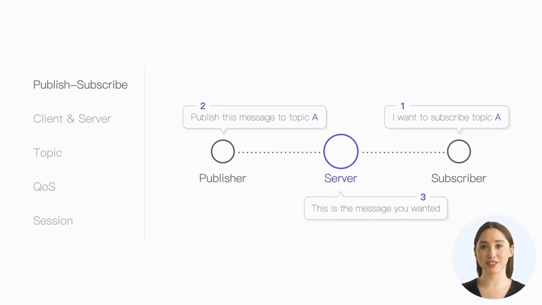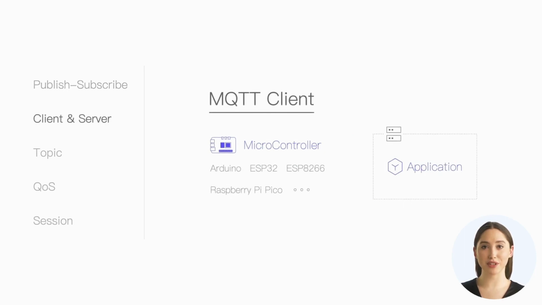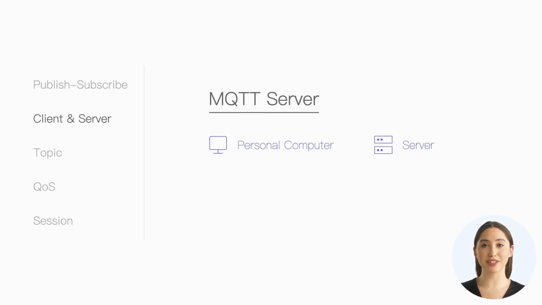Of course, for the server, they are all clients. MQTT does not restrict clients to only publishing or subscribing. They can perform both operations simultaneously. MQTT clients can be microcontrollers such as Arduino, ESP or Raspberry Pi Pico, as well as application programs running on servers. MQTT servers can run on personal computers, various servers, or even on small single-board computers like Raspberry Pi.